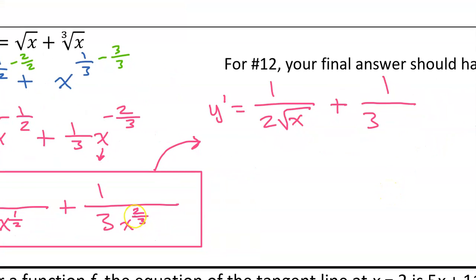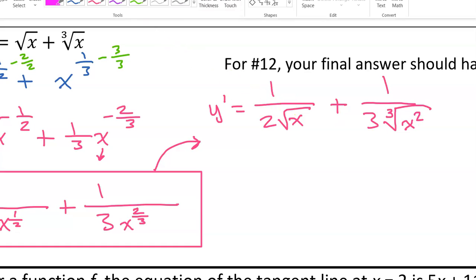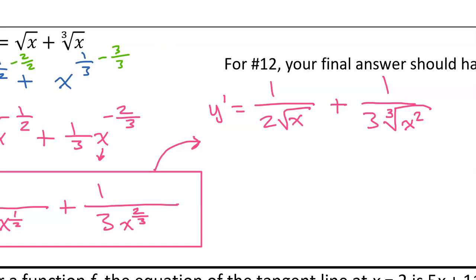So now I'm looking at this one. The 3 in the denominator is the root. So that makes this the cube root of something. The 2 in the numerator is the power. So I could write this as the cube root of x squared. So this is another form of the answer.